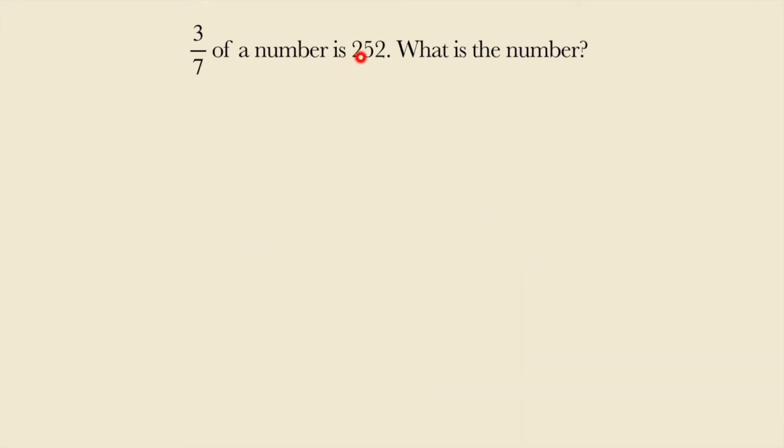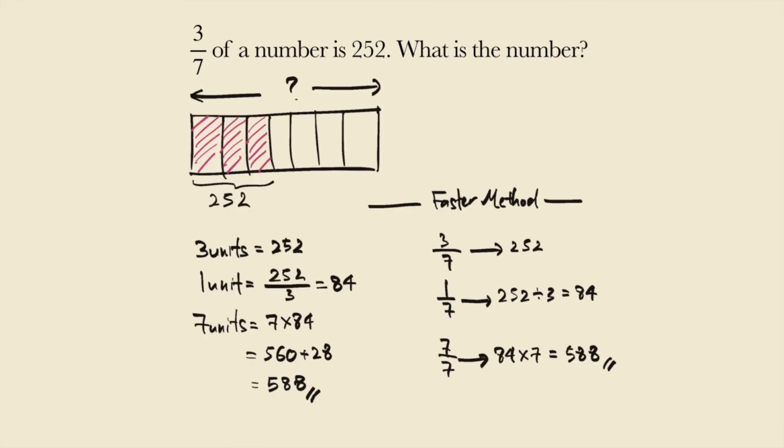3/7 of a number is 252, as in 3 units is 252. What is the number, as in what's 7 units representing? So let's draw 7 units, 2, 4, 6, 7. 3 of those representing 252. Okay, so 1 unit will be 252 divided by 3. And what's the number? It's the entire 7 units. So the faster method is to write equations and present them this way. Same exact steps. Same exact answer.